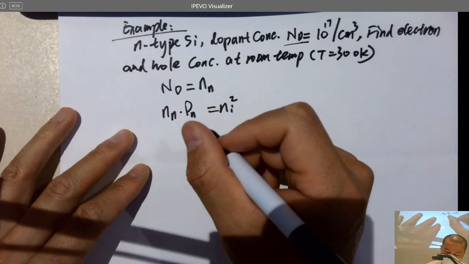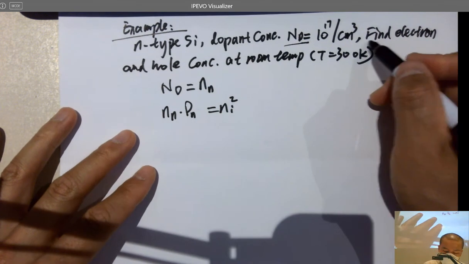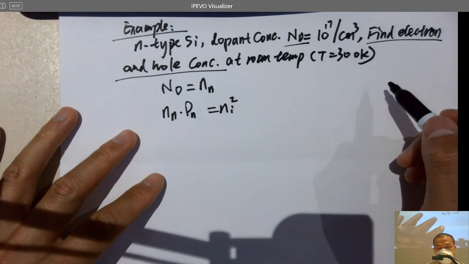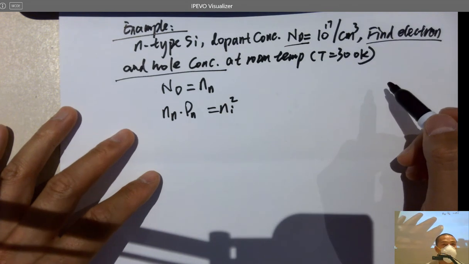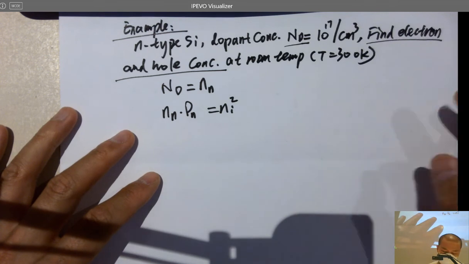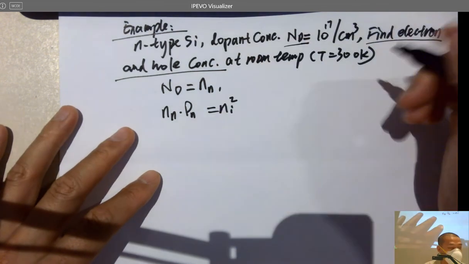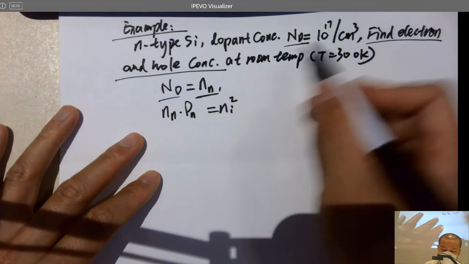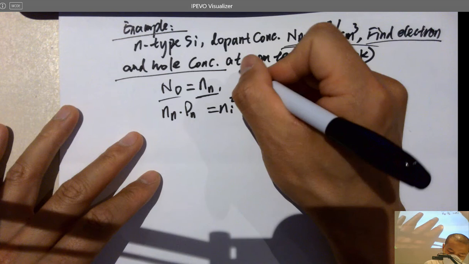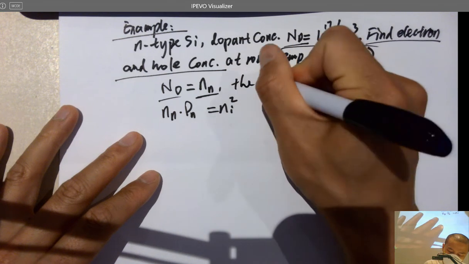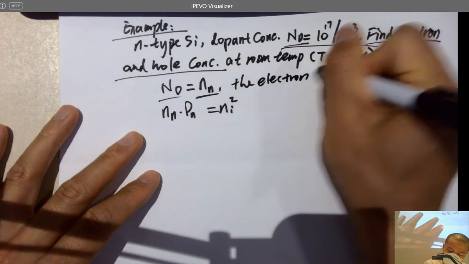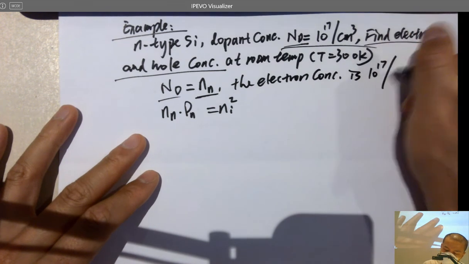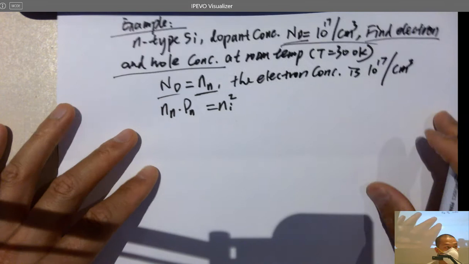So the question here is find the electron and hole concentration. So what's the electron concentration? Do you know that before we do any calculation? That's the electron concentration in the n-type. Directly the Nd is given already, right? So the electron concentration is 10 to the 17th per cubic centimeter.